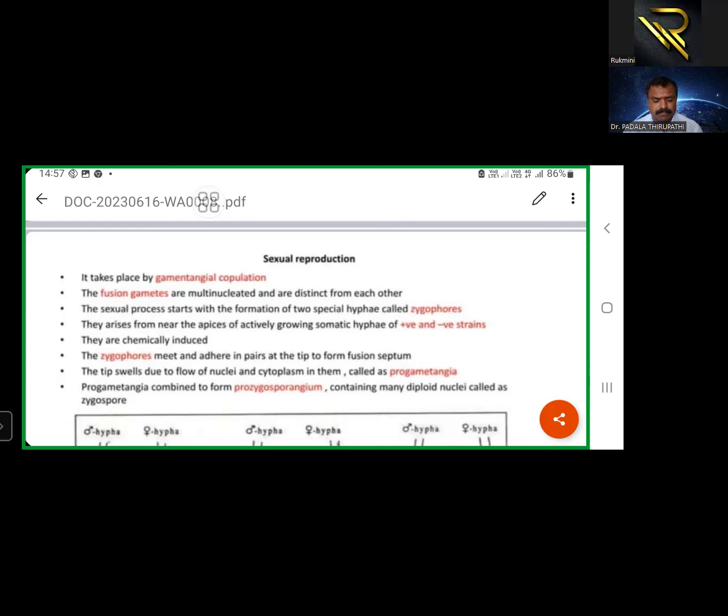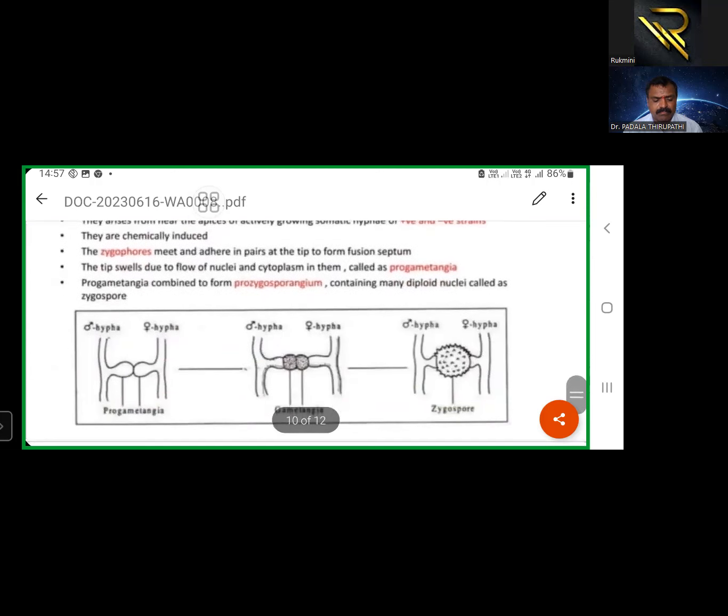So here the two strains, which are developed from the single mycelium, are similar morphologically but physiologically different. Between such two fungal mycelia, some specialized structures will develop. Those specialized structures you can see here. See here, two strains you are observing in the first image. From this mycelium, some specialized swollen structures are developing. Those are called progametangia.